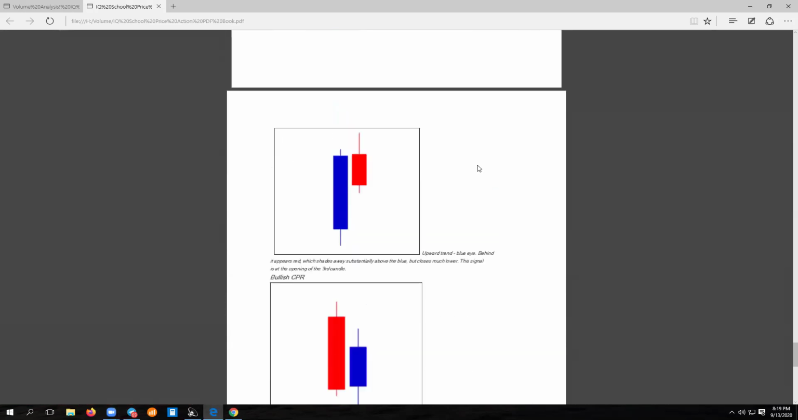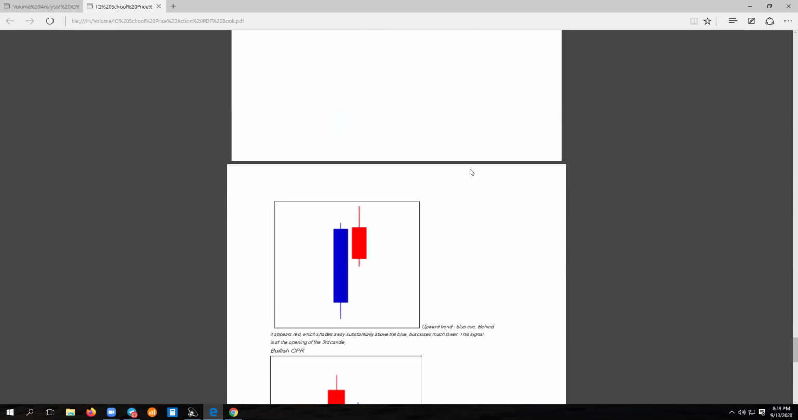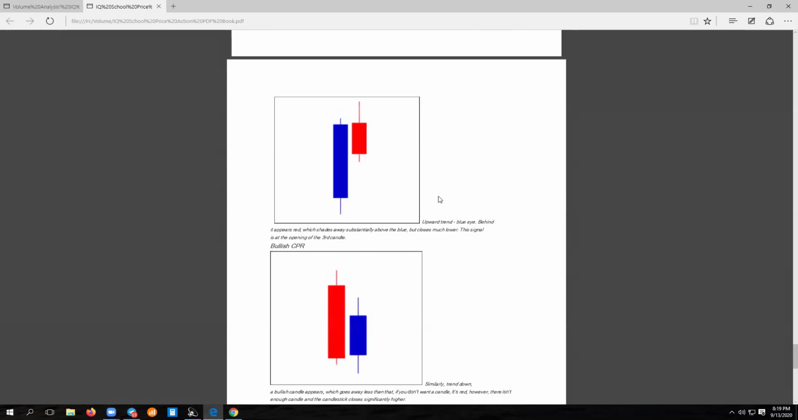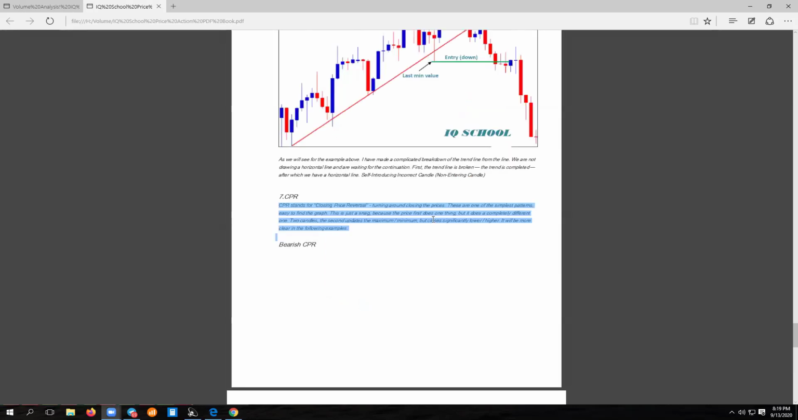Okay, CPR and inside bar look the same, not much difference. We have a strong candle like this, and we got a small candle. If you get a small candle inside the Marubozu candle, the next candle will go down. It's a reversal sign.